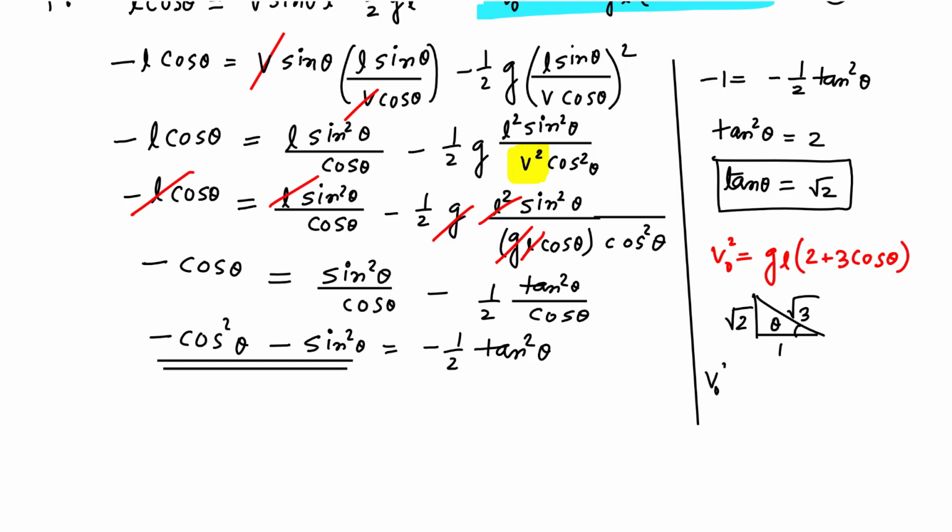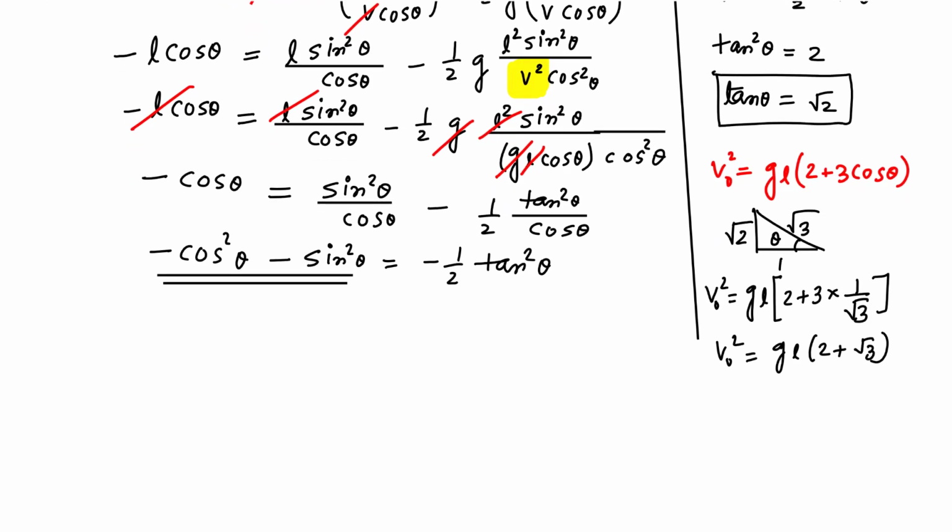So now we can put V naught square is equal to GL, and 2 plus 3 cos theta will be 1 by root 3. So this is 2 plus root 3. So GL times 2 plus root 3. So in this case, the initial velocity V naught square is equal to GL times 2 plus root 3. So this will be the answer for this problem.